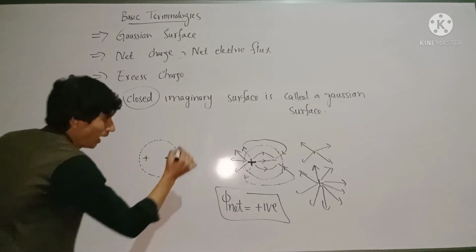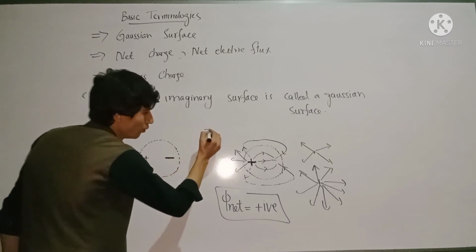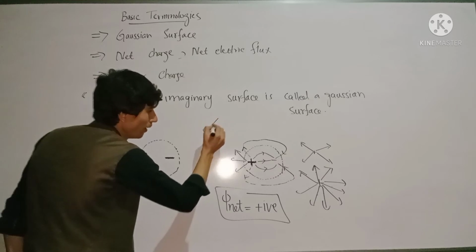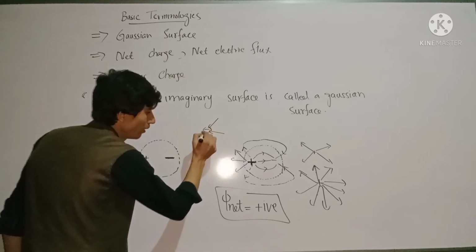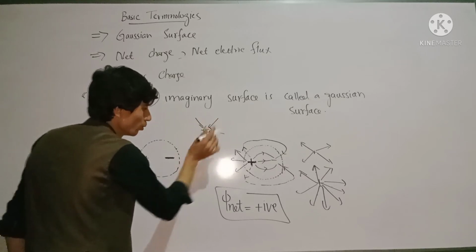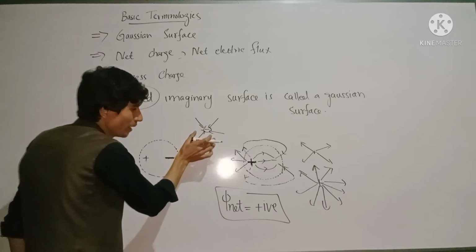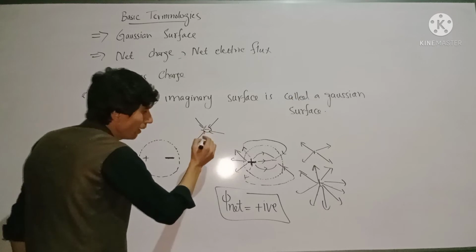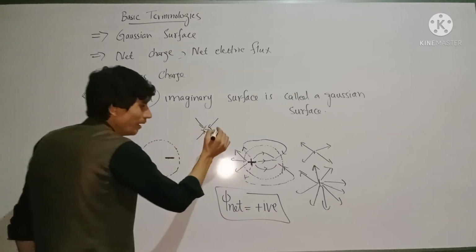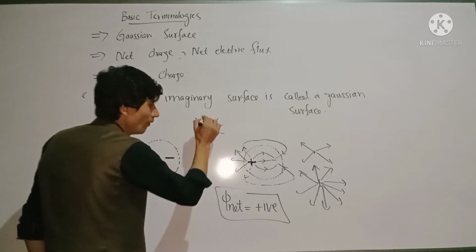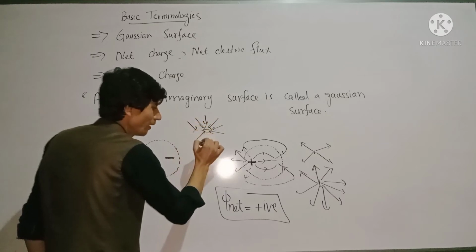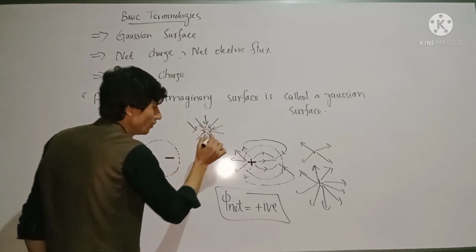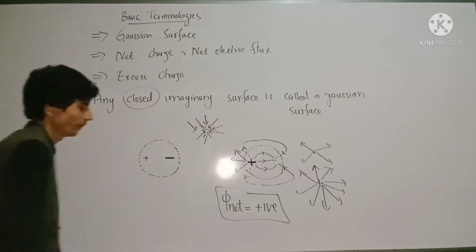Keep in mind a negative charge produces electric field inward toward the center. So there are four lines. If I double the magnitude of this negative charge, the number of field lines will also double. It will now become 8 electric field lines: 1, 2, 3, 4, 5, 6, 7, 8.